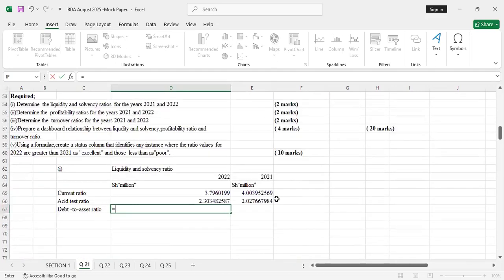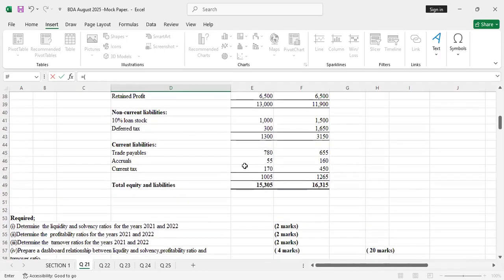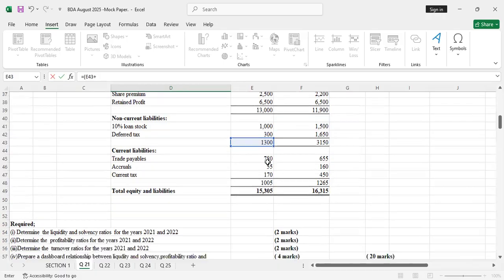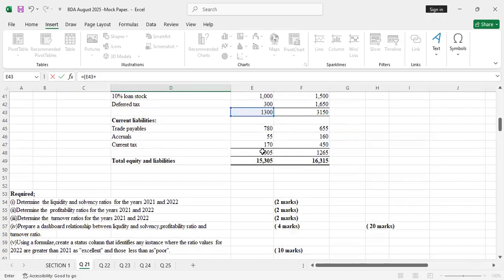So this is what we're going to do. I'll say equals, bracket. The total liability is the debt here. Start with the non-current total, plus you add the total for current liabilities, which is that value there. Then that's what you'll divide by the total assets.